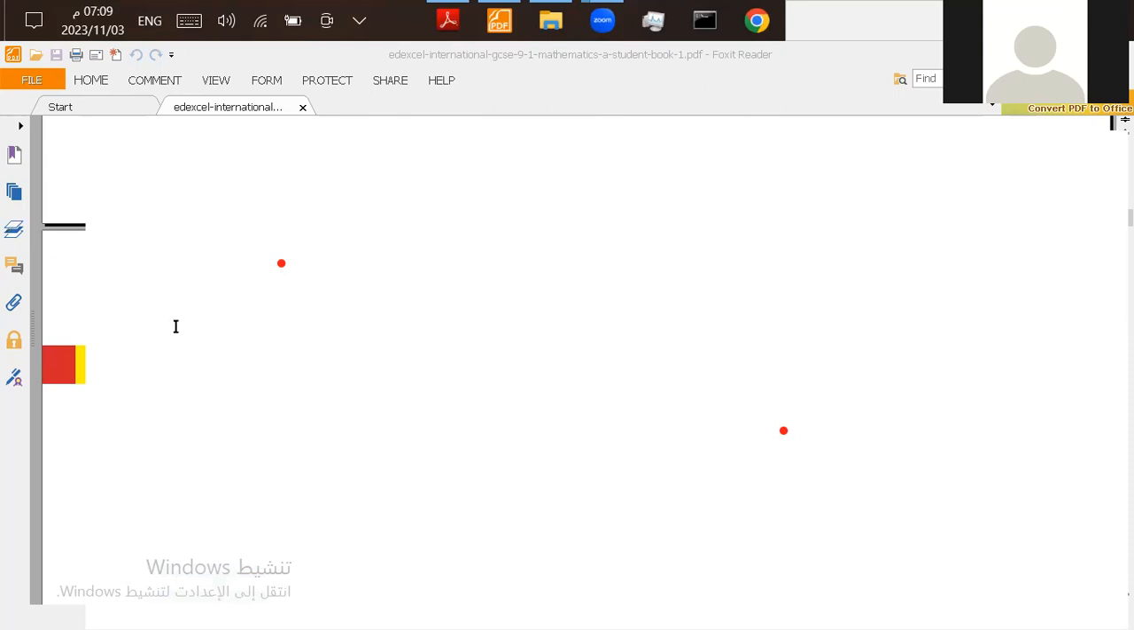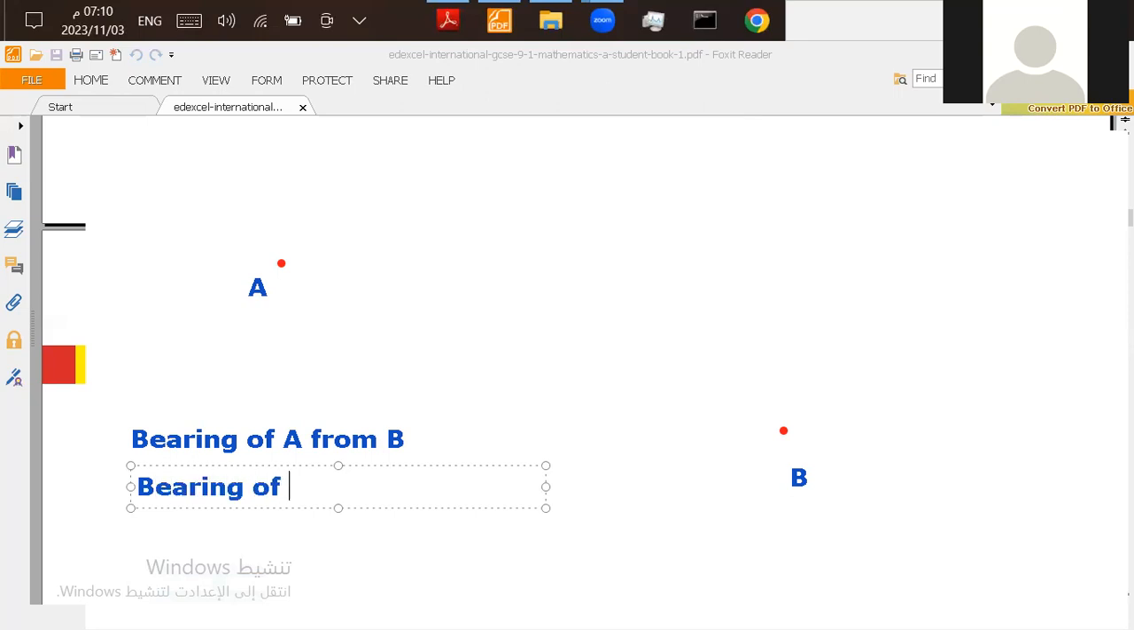They will tell you that you have point A here and point B there. And they will ask you what's the bearing of A from B. It means they want it from B, so you should start from B. Or the opposite: what's the bearing of B from A? These are some types of questions that they bring.